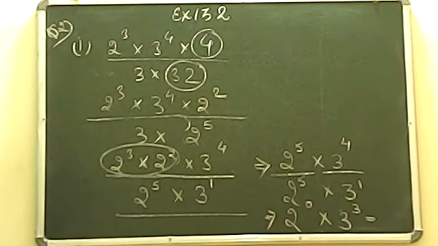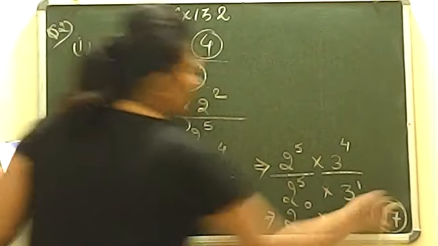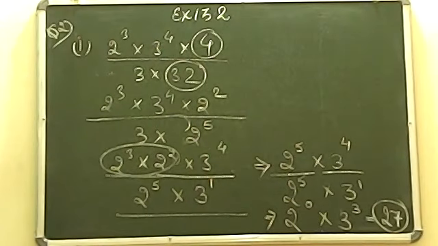Can you please tell me what will be the answer for this? 27. Yes, 27. Yes, 3 into 3 9, 9 into 3 27. Yes, it will be 27. Now tell me students, have you understood the process how to solve this?